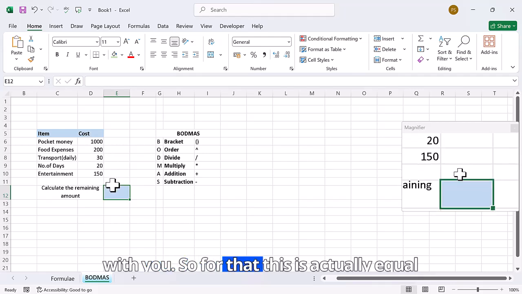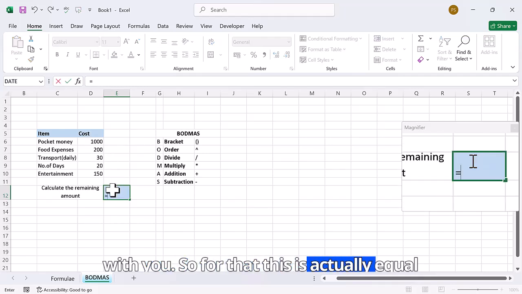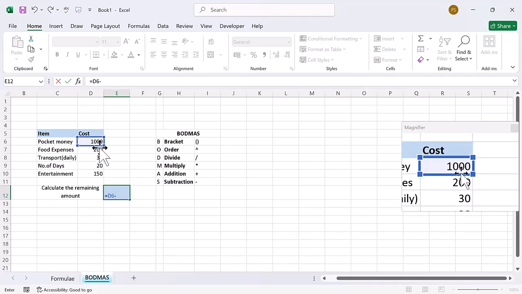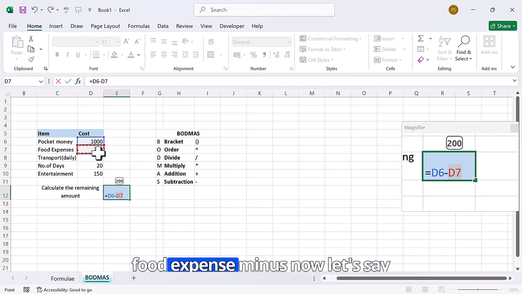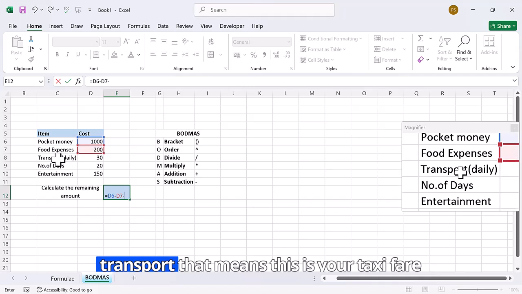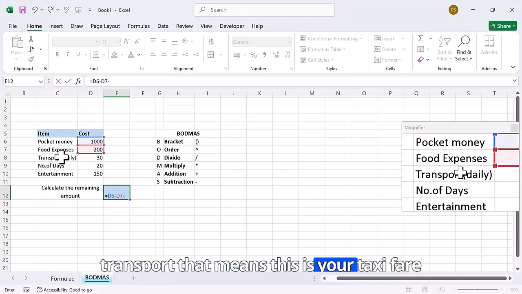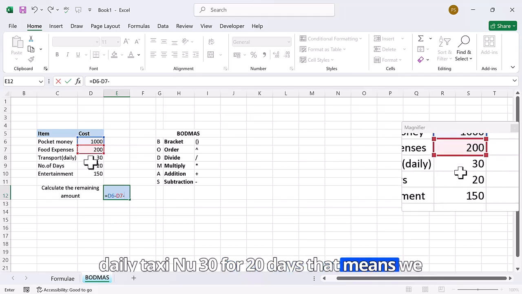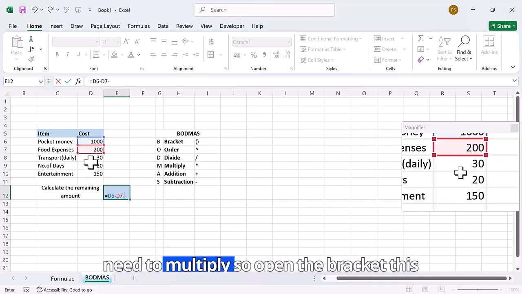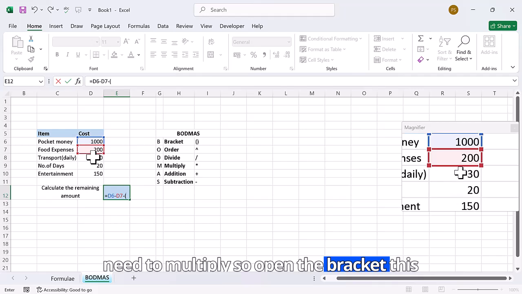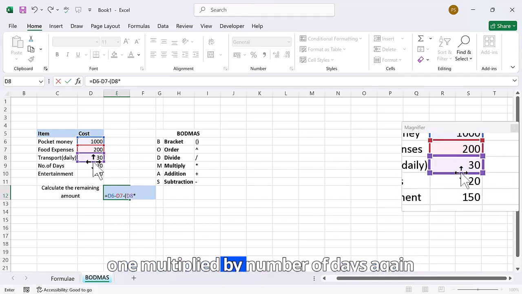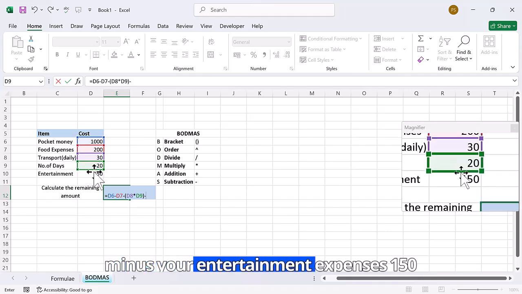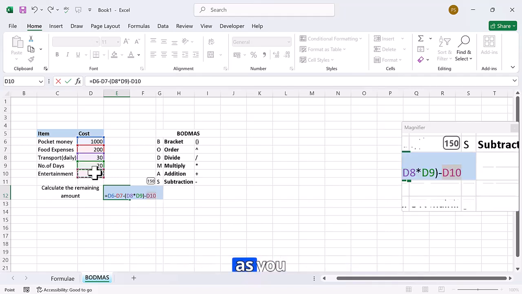Then after deducting all the expenses, you want to find out what amount is left with you. So for that, just start with equal to sign, total amount minus food expense minus, now let's see, transport. That means this is your taxi fare, daily 30, 30 for 20 days. That means we need to multiply. So open the bracket, this one multiplied by number of days, again minus your entertainment expenses 150.